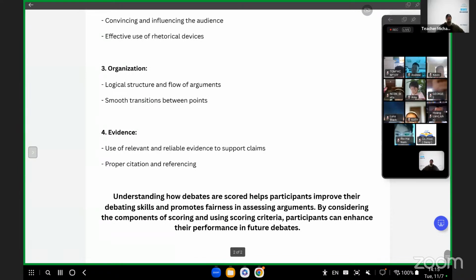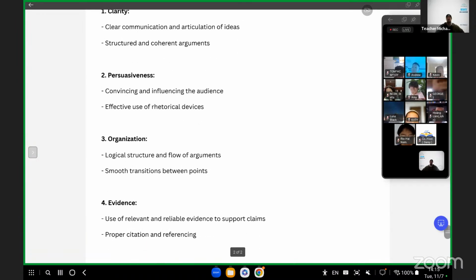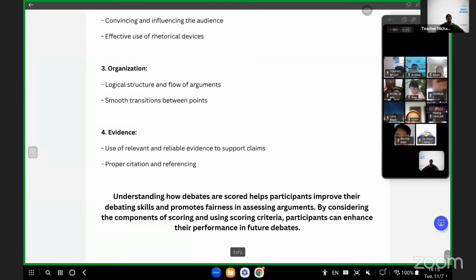Number 3, they look for organization. So we kind of covered this in clarity with the structured and coherent arguments. They look for a structure that makes sense and a good flow to your argument. So one point wants to lead on to the next point, wants to lead on to the next point, so you don't just have all these different ideas floating around. And as well, they want smooth transitions between points.